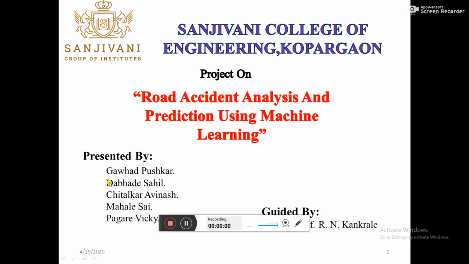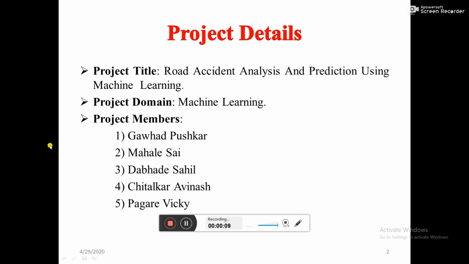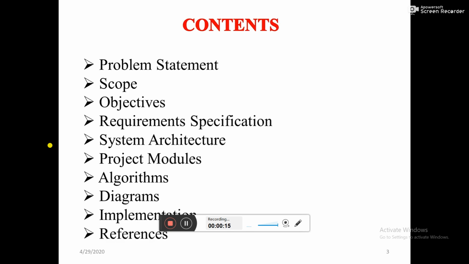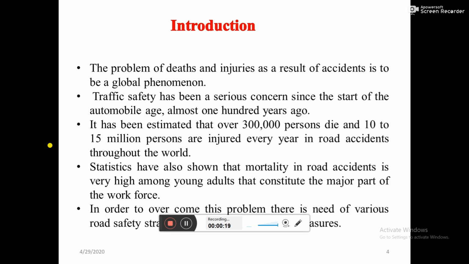The project topic is road accident analysis and prediction using machine learning, and it's being presented by 5 of our members, and it's being guided by Professor R.N. Kankrale. Project details: it is mainly comprising of machine learning algorithms, which is the main domain of our project. The contents of our project are the problem statement and the respective models.